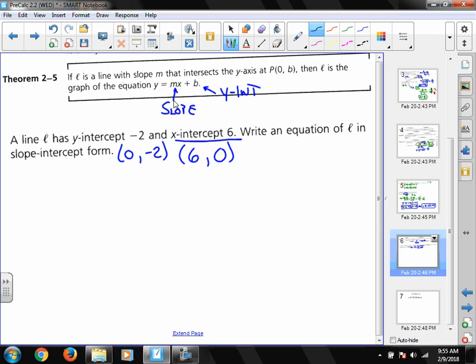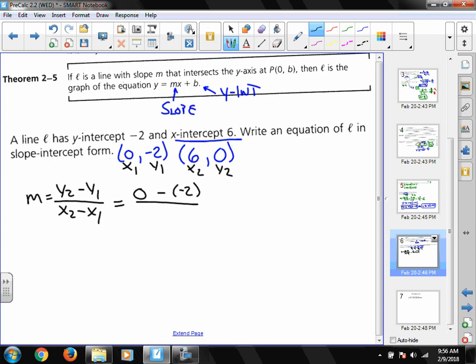So we'll find our slope, x sub 1, y sub 1, x sub 2, y sub 2. Again, really no reason why I do it in that particular order. It's just what I do. So slope, y sub 2 minus y sub 1 over x sub 2 minus x sub 1, is going to give me 0 minus a negative 2 divided by 6 minus 0. Again, we're going to add our positive since we're subtracting a negative, to get a slope of 2 over 6, which is the same thing as 1/3.